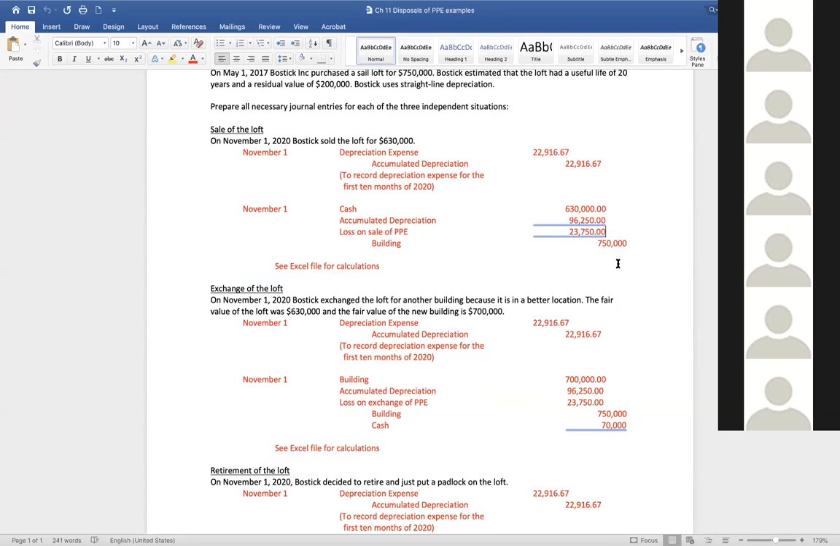If this had been a gain, what would I do? Debit or credit? Credit. We credit gains because gains are like revenues, right? To increase, we credit. But in this case, we had a loss and my journal entry should balance now.